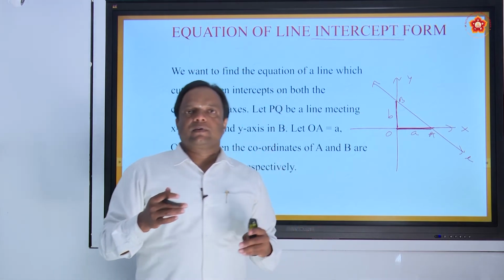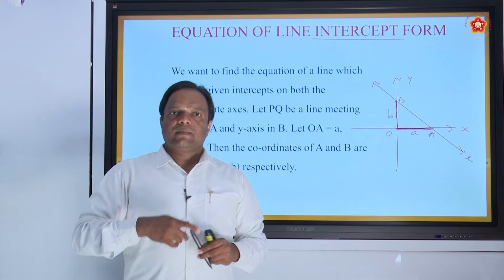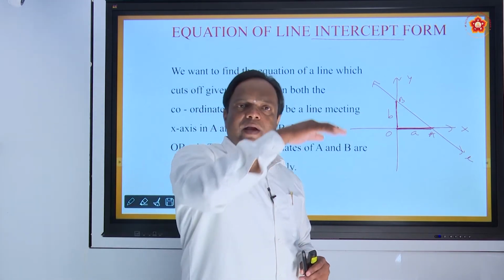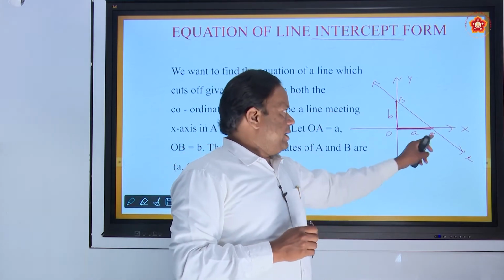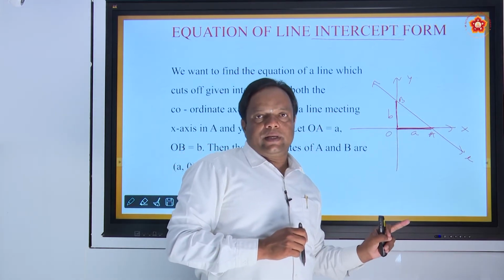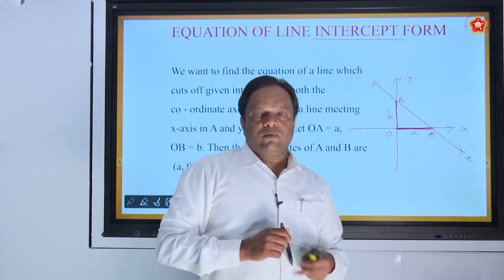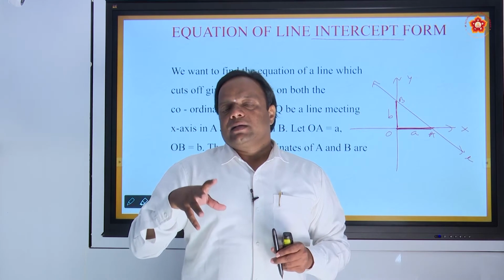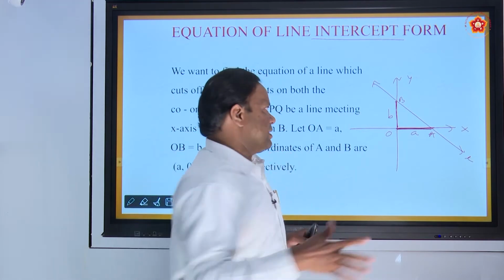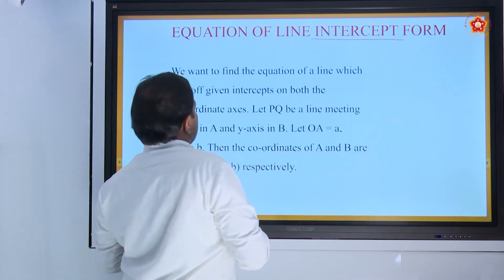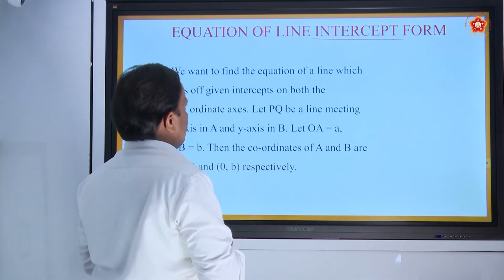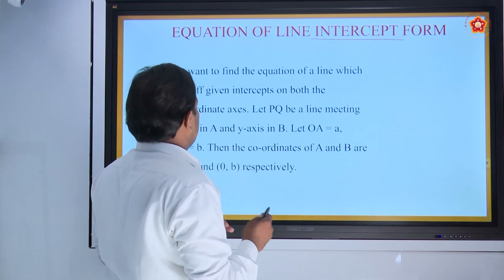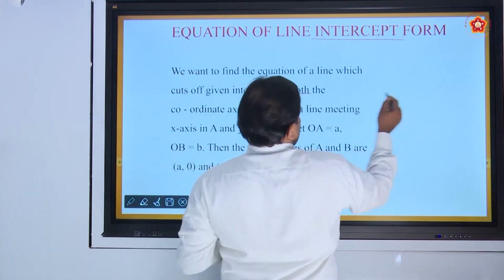I think you understand what the meaning of intercept is. Intercept is nothing but this: if a straight line cuts the x axis at some point A and the y axis at some point B, then OA is said to be the x intercept and OB is said to be the y intercept. Suppose the intercepts are given, then how can you write the equation of the straight line? Let us see. We want to find the equation of a straight line which cuts given intercepts on both coordinate axes, that is the x axis as well as the y axis.